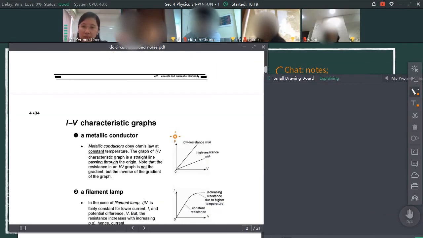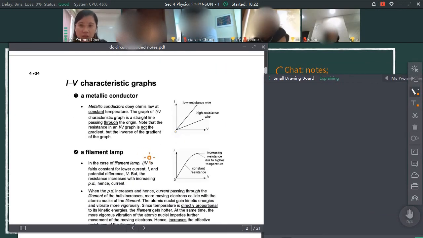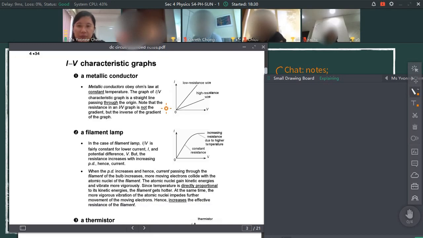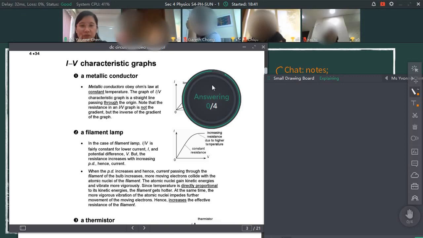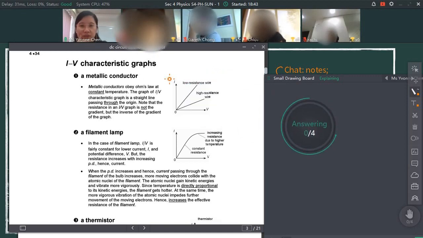So next part we'll talk about the graphs here, which are all IV characteristics. What does I represent? What does V represent? I'll get someone to answer the question. Very simple question, right? I'll use this responder. What does IV represent? What is I? What is V? You should be able to see a responder.